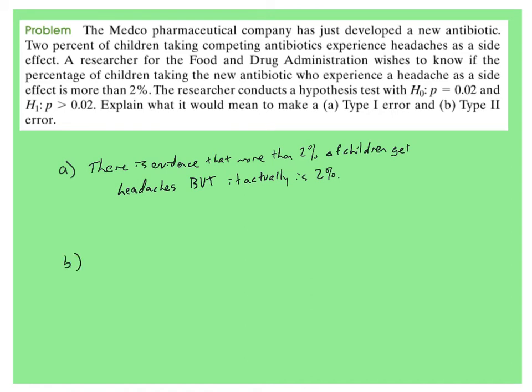And then part B, what is a type 2 error? There is not evidence to indicate that it's more than 2%, but it actually is. It actually is more, right? And that's bad. Maybe the drug gets approved, but it shouldn't because it gives kids headaches more often than is acceptable.